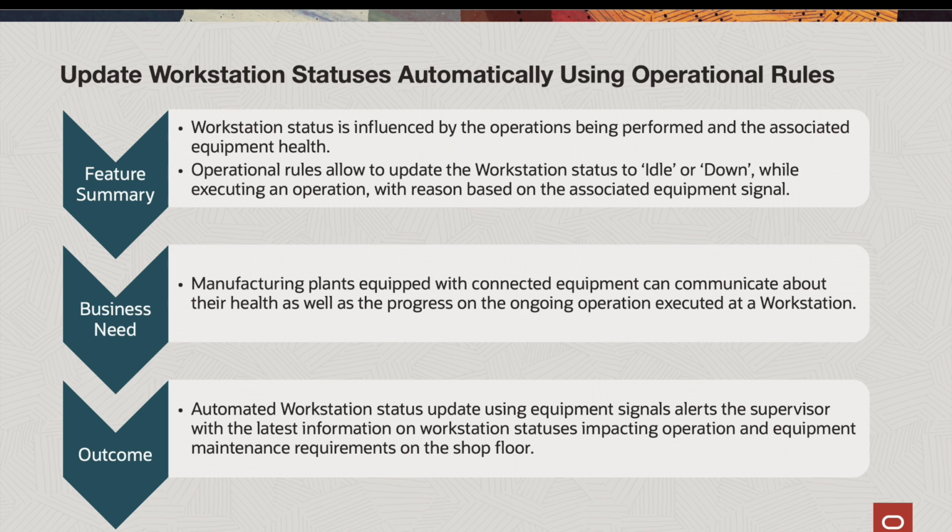The operation being carried out and the related equipment affect the workstation status, where an operation in progress makes the workstation in use. An equipment failure event can mark it down. In order to automate the creation of production exceptions during the execution of a work order operation, you can establish conditions based on incoming machine signal and create operational rules that apply to all linked assets and equipment.